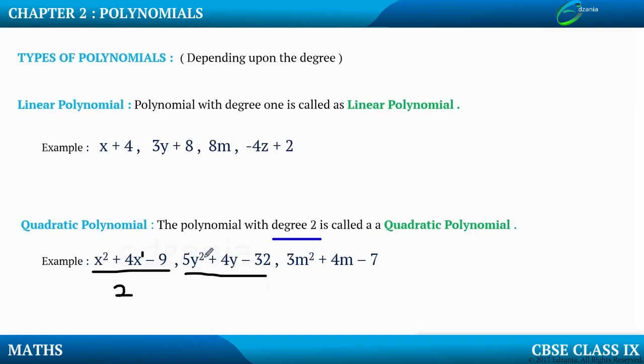Similarly, in the next examples as well, you can clearly see that the power of y here is 2, the power of y here is 1, and the power of y here is 0. The highest power is 2. That is, the degree is 2. Therefore, again, this is a quadratic polynomial. And this example is again an example of a quadratic polynomial.